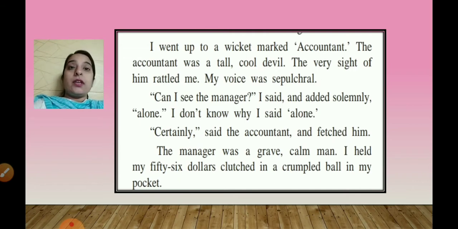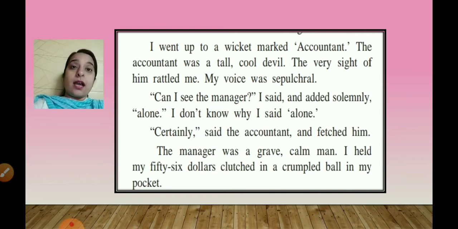So, children, he wanted to meet the manager. So, he went to the wicket where it was marked as accountant. Now, how was the accountant? How did he look? He was a tall, cool devil according to him. So, even the sight of the accountant made him worried, or you can say it made him very much nervous. And then his voice was sepulchral, it means very sorrowful, or you can say gloomy. Can I see the manager? I said. So then he asked the accountant whether he could meet the manager.